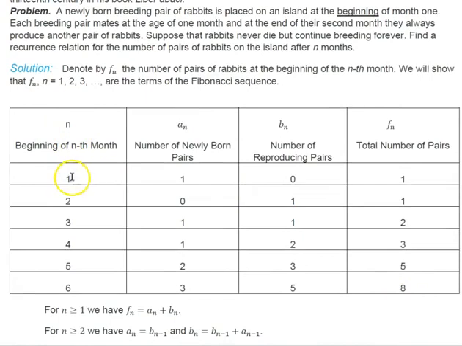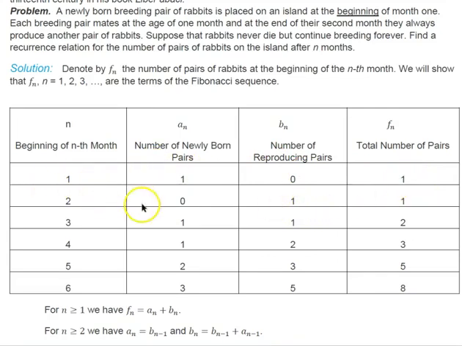n denotes the month. a sub n denotes the number of newly born pairs in the beginning of month n. b sub n denotes the number of reproducing pairs in the beginning of month n. And f sub n denotes the total number of pairs in the beginning of month n. In the beginning of month 1, we have 1 newborn pair and 0 reproducing pairs. The total number of pairs is 1.